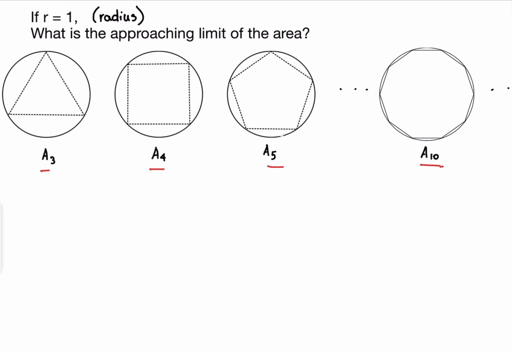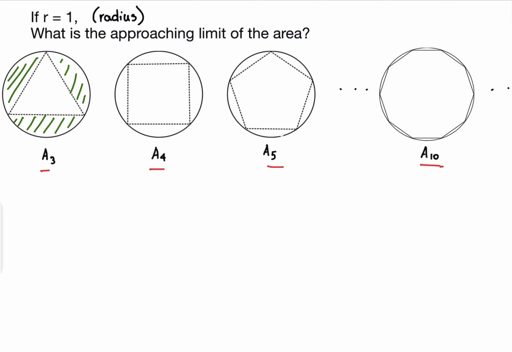So over here, our first polygon is a triangle, and it has 3 sides. We figure out the area of the triangle, which would approximate the area of the circle. But this isn't really close to the area of the circle, because you can see there's a lot of area over here that's being left out. So this doesn't really give us the exact value of the circle.